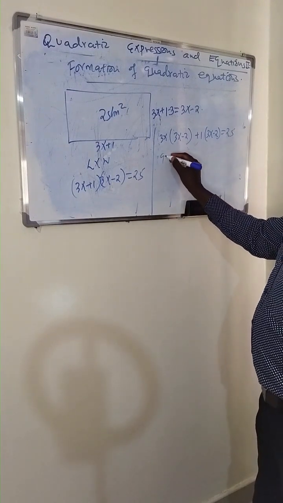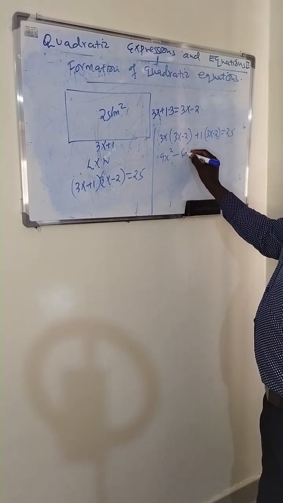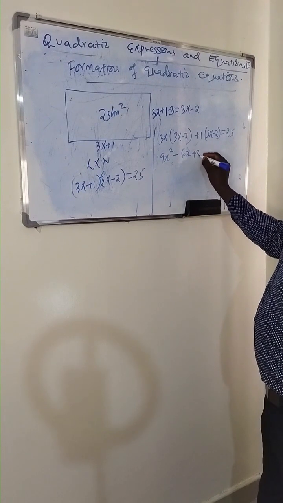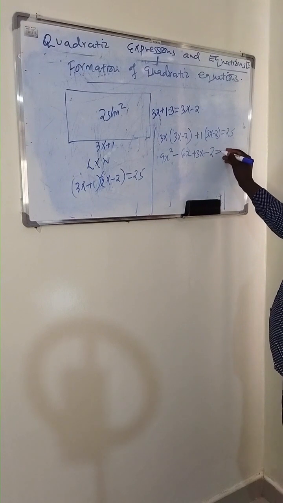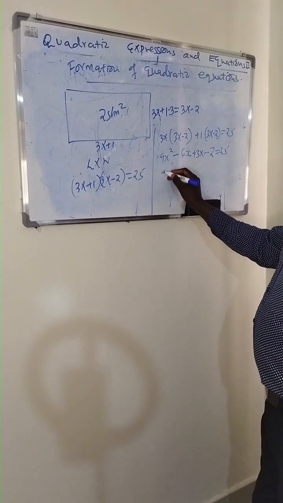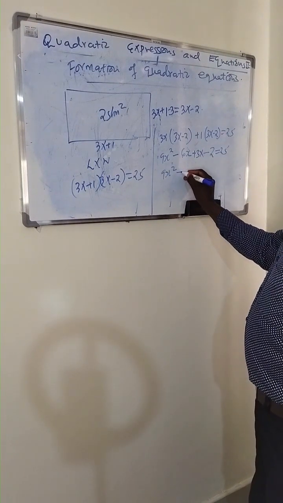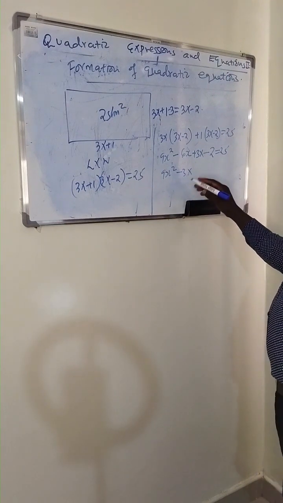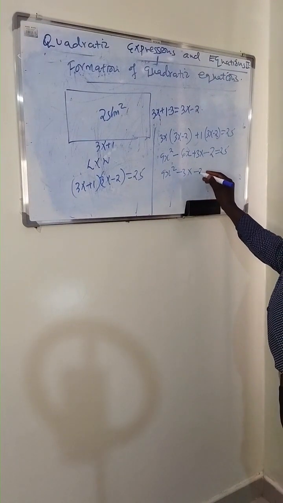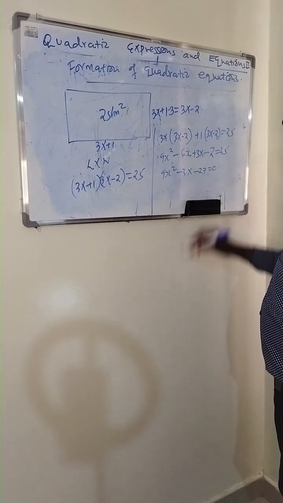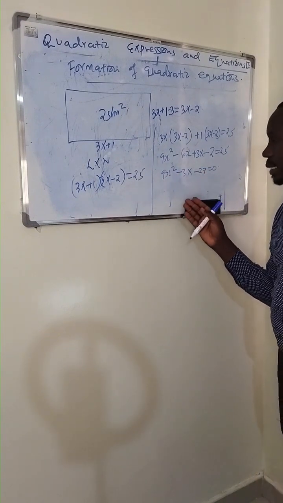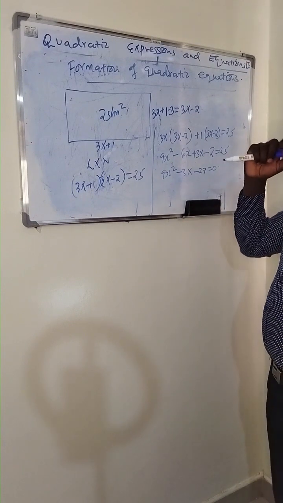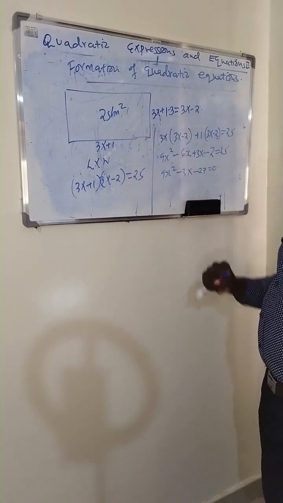So you have 9x squared minus 6x plus 3x minus 2 is equal to 25. Collecting like terms, you have 9x squared minus 3x minus 27 is equal to 0. In having such, you should now be able to find the value of x. Then from there, you get the dimensions of the rectangle.